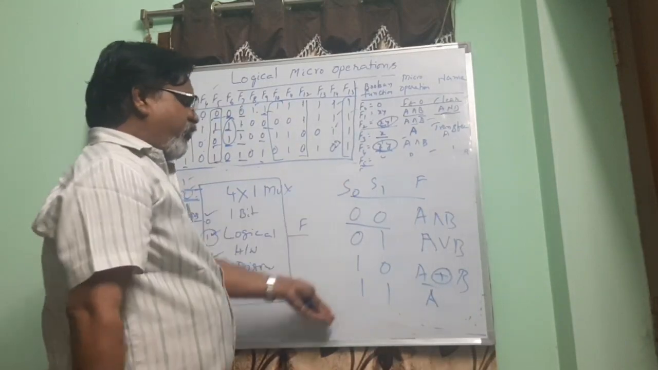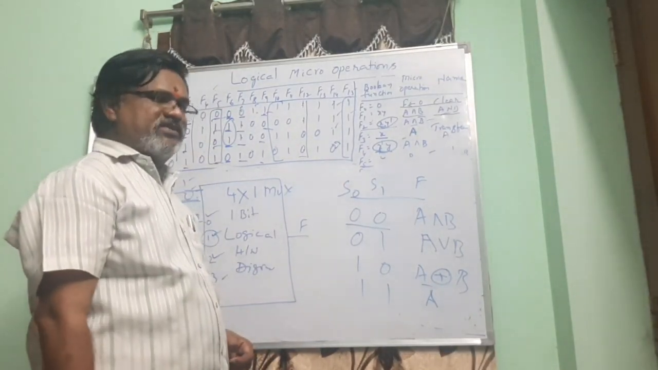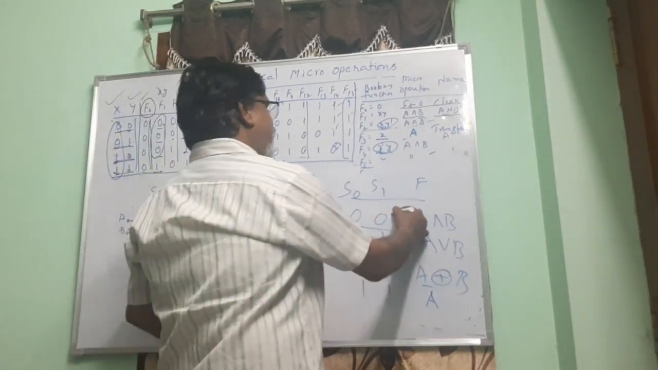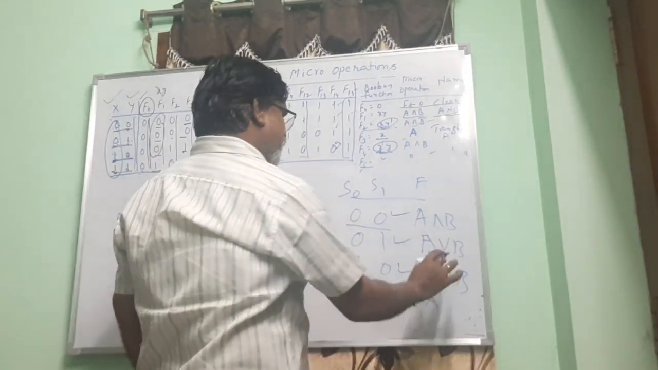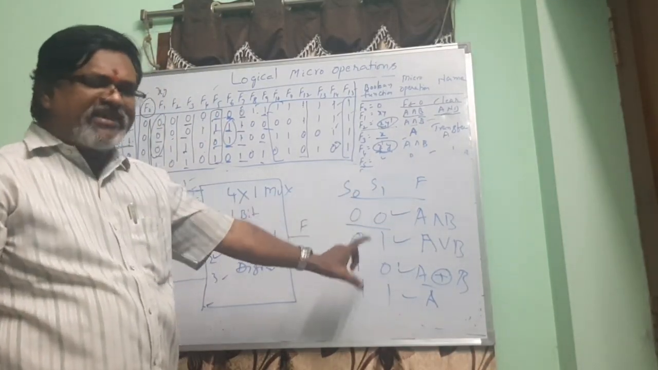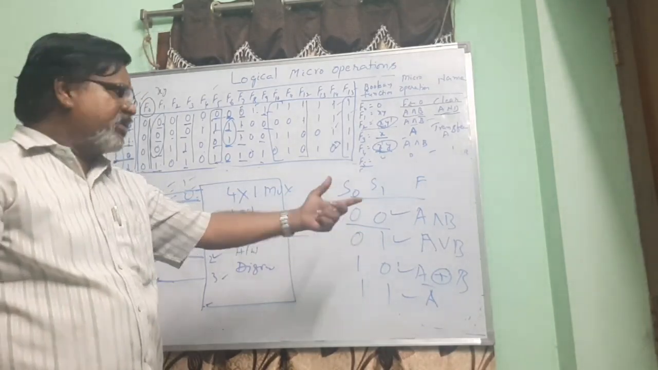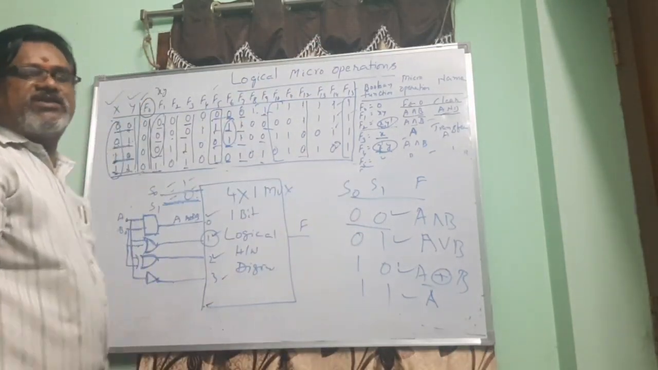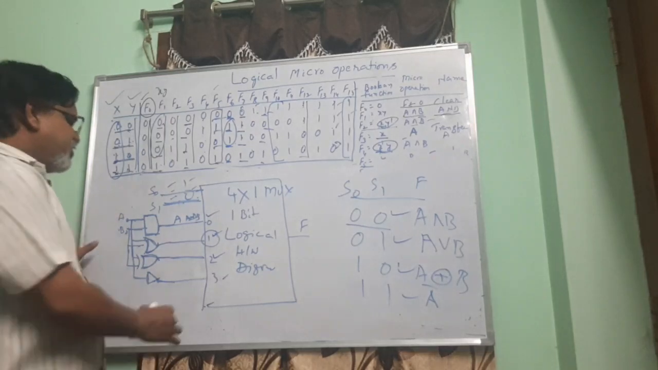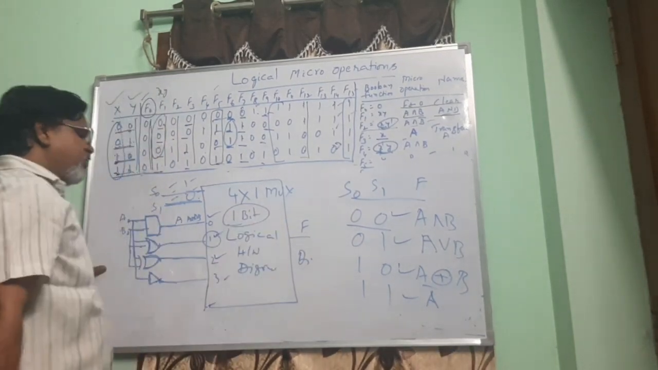So with the values of the 2 select lines S0 and S1, we perform the AND operation, OR operation, exclusive OR operation, and complement. When you can perform these 4 basic operations, with their help you can achieve any of the 16 micro operations. So this is the diagram for the 1-bit logical hardware.